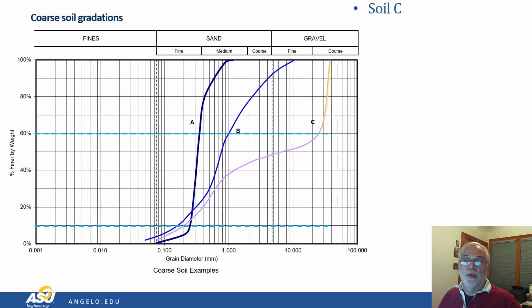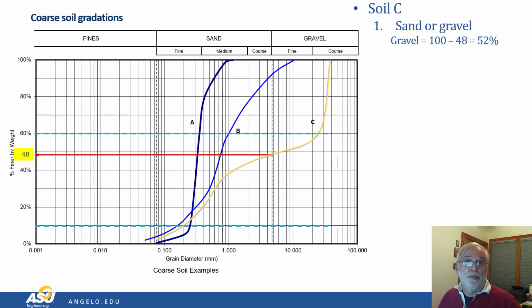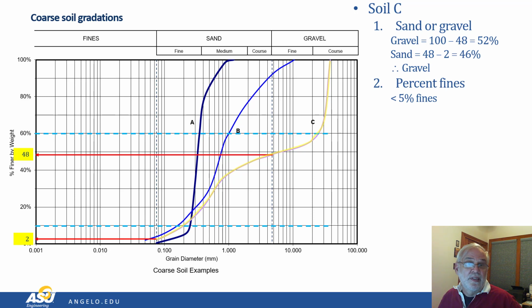Our last soil in this group is soil C. First, we need to compare the amount of sand with the amount of gravel. 48% of the soil is finer than the number 4 sieve, so the percent gravel is 100 minus 48, or 52%. 2% of the soil passes the number 200 sieve, so the percent sand is 46. Now there's more gravel than sand, so this soil is a gravel. There are 2% fines, so this is a clean gravel.